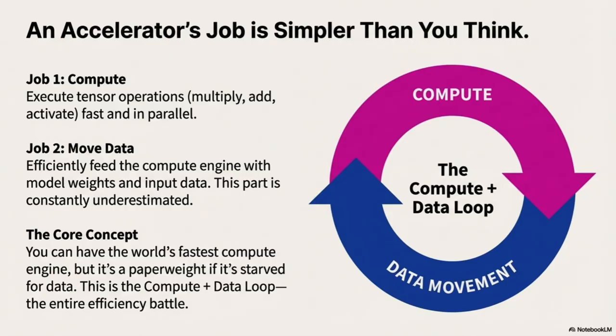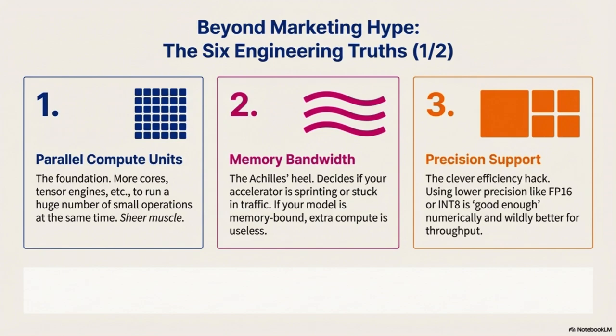That's a perfect lead-in to the six key engineering characteristics that really define these devices. This goes way beyond the one marketing number you see on a spec sheet. Right. So first up, parallel compute units. This is the foundation. More cores, tensor engines, whatever they call them. You need to run a huge number of small operations at the same time. Sheer muscle. And second, memory bandwidth.